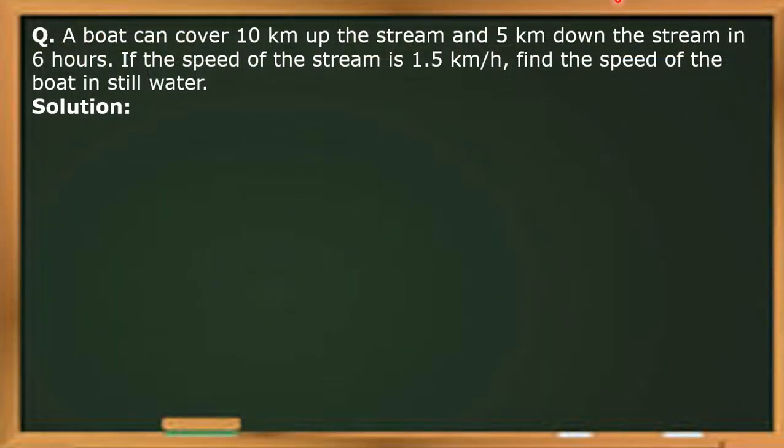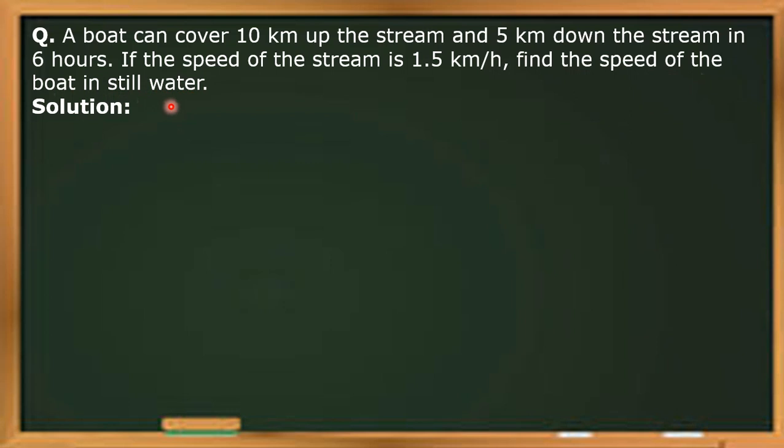The question is: a boat can cover 10 km up the stream and 5 km down the stream in 6 hours. If the speed of the stream is 1.5 km per hour, find the speed of the boat in still water. So here the problem is related to the speed of the boat and the speed of still water. We have to find the speed of the boat in still water.